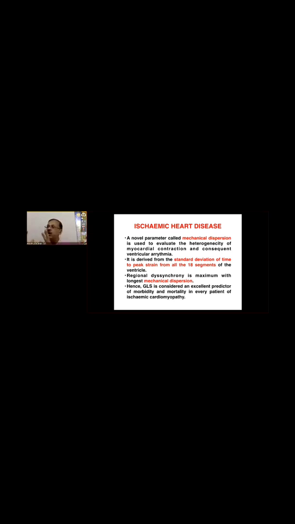One particular segment is going this side, another segment is going up, and another going down. Particularly, you'll find the dyssynchrony. These are the patients who have mechanical dispersion of more than 75 milliseconds. You will find these are the patients most prone to develop ventricular arrhythmia and cardiac failure.